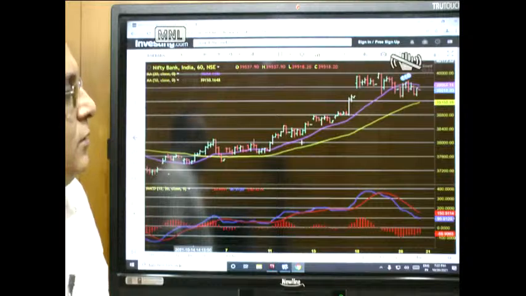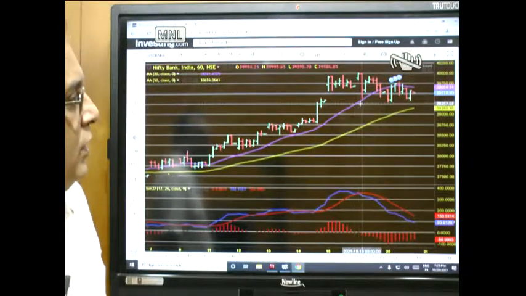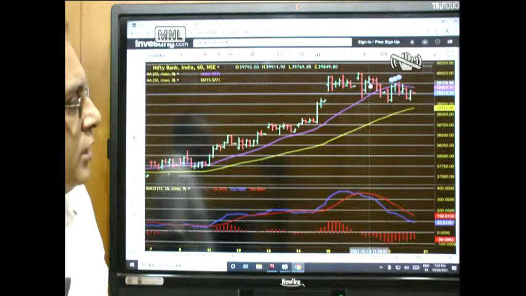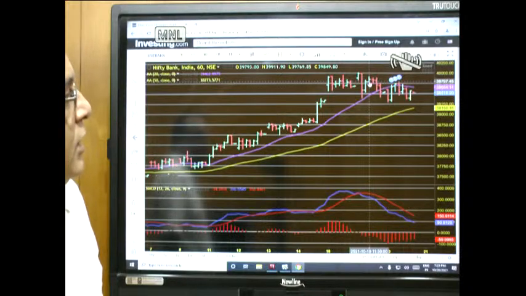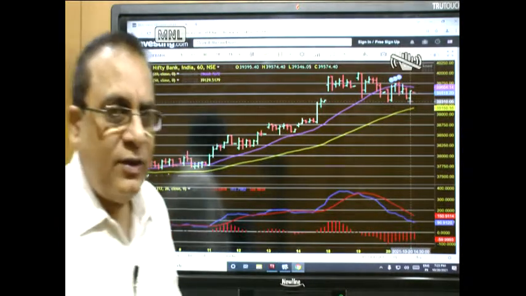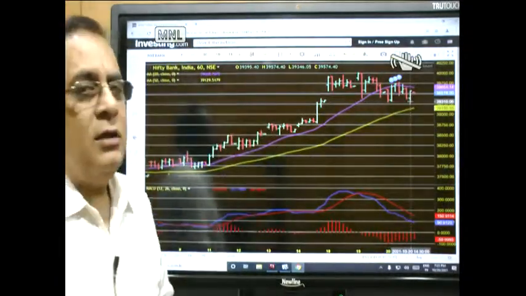See, this is the hourly chart. Now in the hourly chart, this is the low. As I told you, you could have gone short here, and this is still on a declining mode. What was short here at 39,769 is still on the short position at 39,574. So in the hourly chart also, Bank Nifty is in a downtrend.